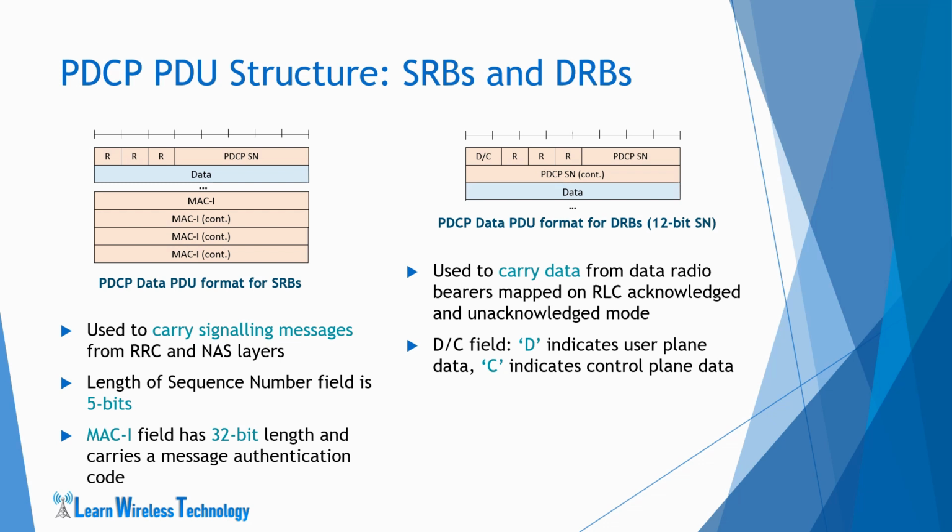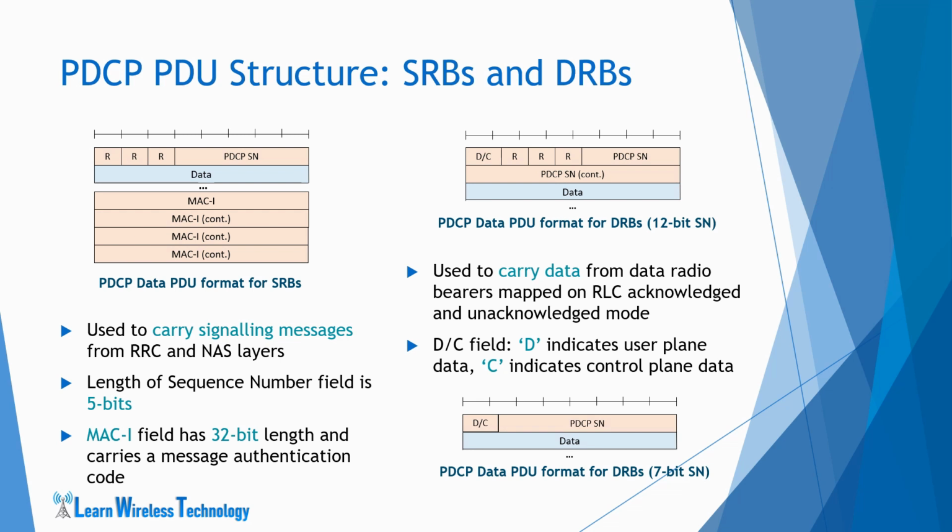Now the DRB data PDU can have a short sequence number of length 7 bits. The sequence length is configured on per DRB basis. This is the PDCP data PDU structure when a 7-bit sequence number length is used. This format is applicable for PDCP data PDUs carrying data from DRBs mapped on RLC unacknowledged mode.